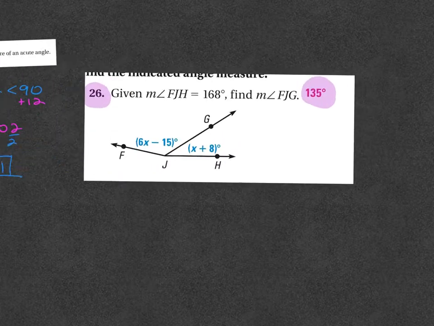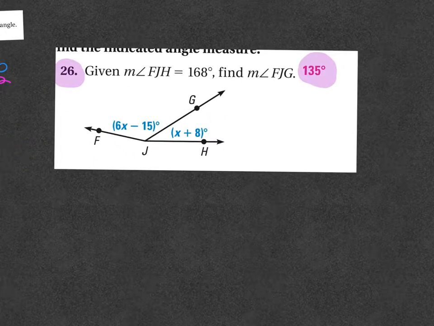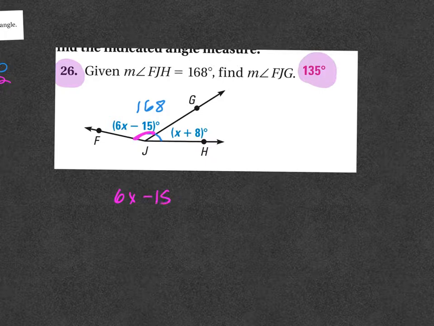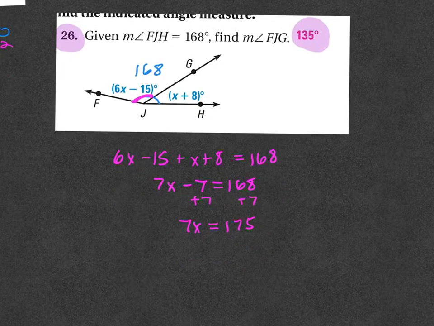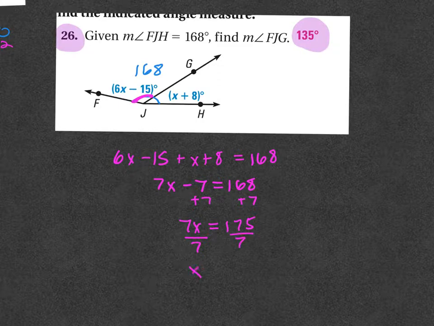Okay, so it says, given that the measure of angle FJH, which is this whole thing, is 168, find the measure of angle FJG, which is this side. So angle addition postulate says that if I take those two expressions and add them together, I can set them equal to the whole, which is 168. So I'd get 7x minus 7 equals 168. Add the 7. 7x equals 175. And then divide by 7.